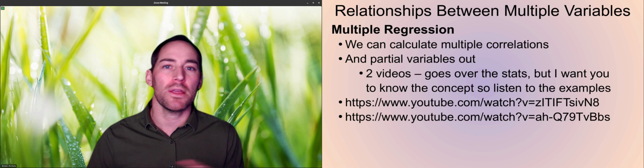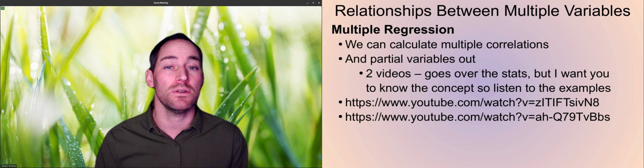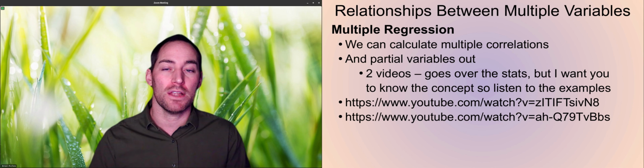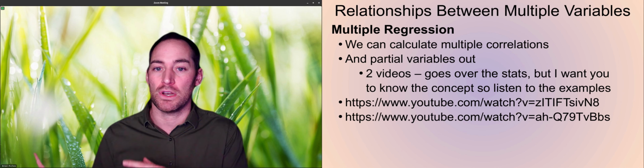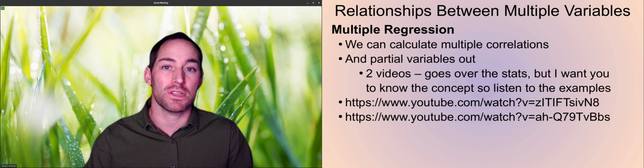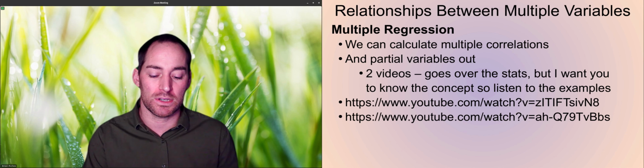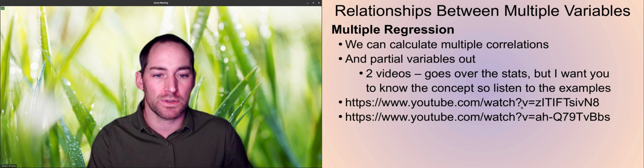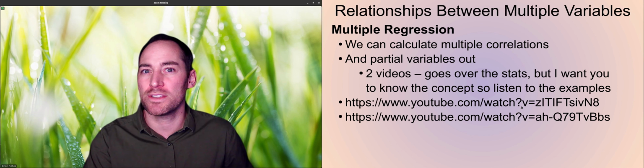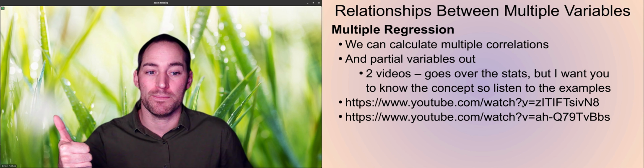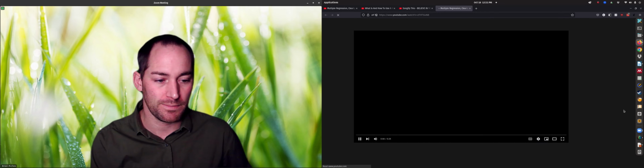It does talk about the stats, so that could be helpful to you if you already know a little bit about the stats, but really I want you to know the concept behind multiple regression. What is multiple regression actually doing with these correlations, and what can you do with correlations in multiple regression? So we'll start with this one, but focus on the concepts, don't focus on the math. If you understand the math, awesome. But focus on the concepts.